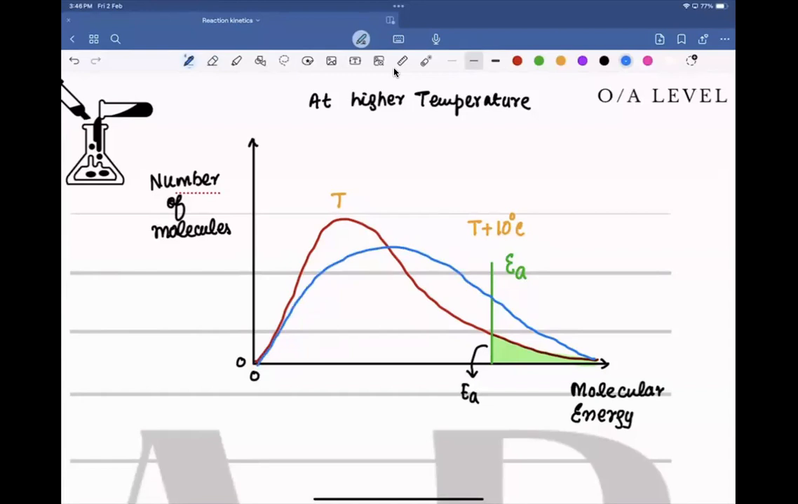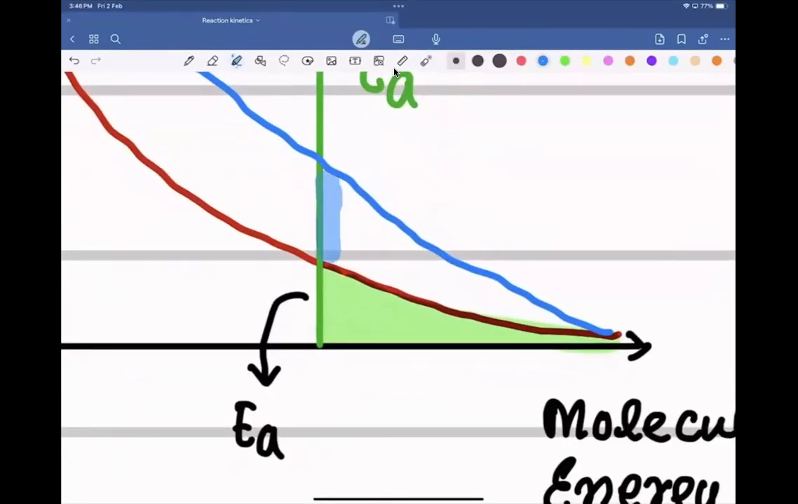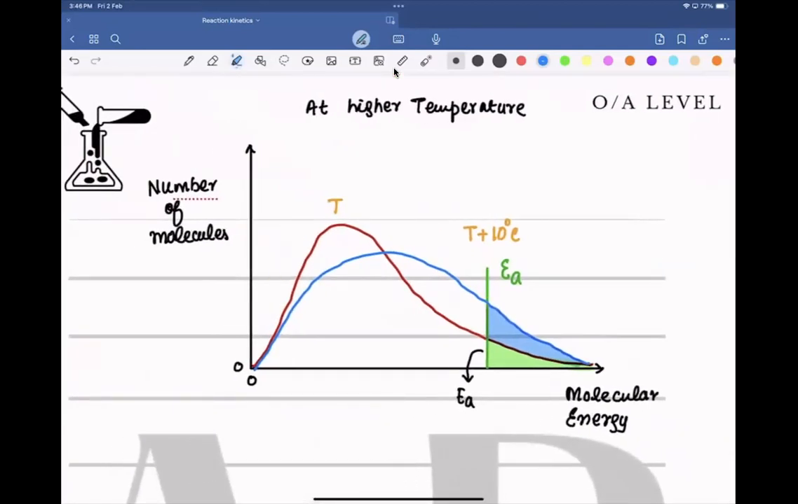Isn't it like this? So now see, the total number of molecules remains the same, but the proportion of the molecules which were doing the successful collision now gets double. Initially, the green shaded area will be doing the successful collisions and forming the product. Now this green plus blue area is the number of molecules from the whole undergoing successful collision and forming product. Is this clear to all of you? Yes, sir.